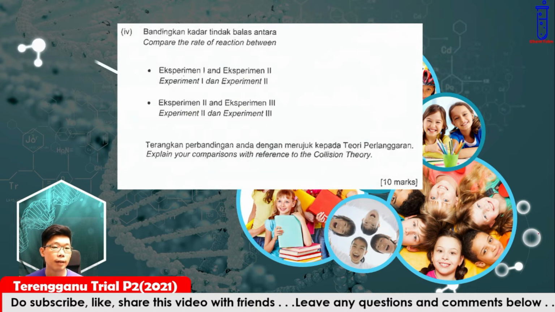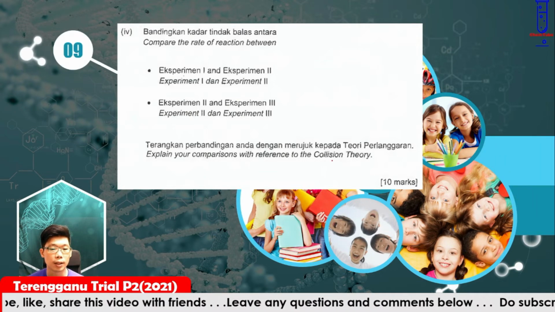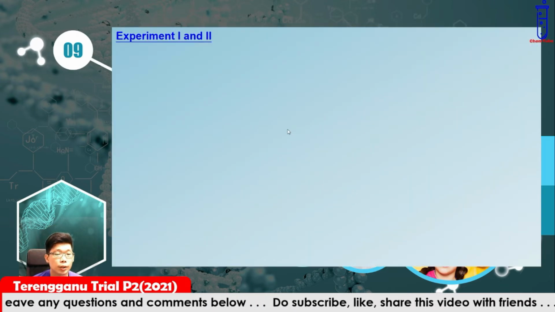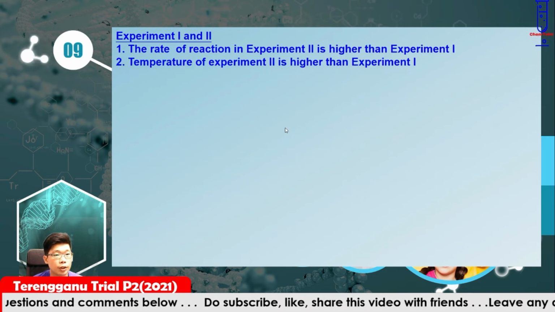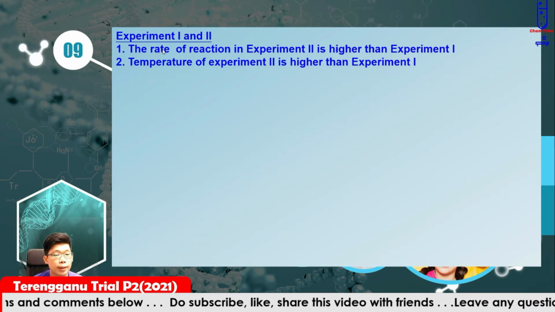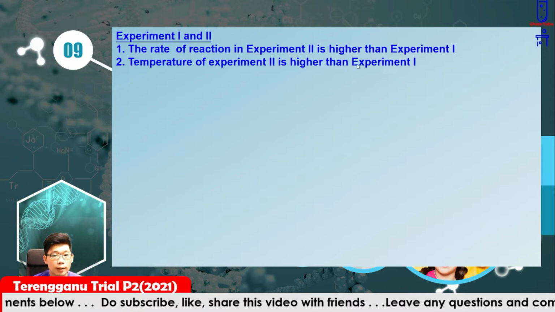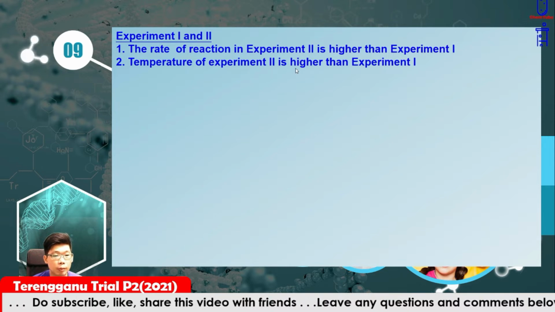Now compare the rate of reaction between experiment 1 and 2, and then 2 and 3. Use the collision theory again. Experiment 1 and 2, so it is affected by the factor of temperature. So first we can mention the rate of reaction in experiment 2 is higher than experiment 1, because the temperature of experiment 2 is higher than experiment 1.